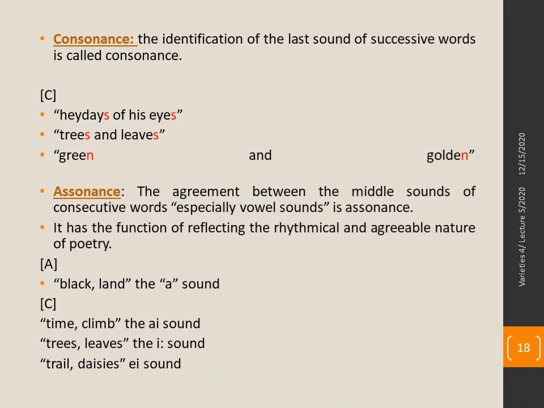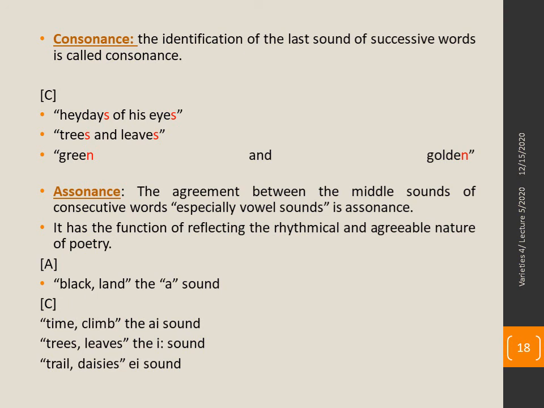Consonance is the identification of the last sound of successive words. So for example, in "heydays of his eyes," the sound Z ends these two words, and they make the language really rhythmical. Heydays of his eyes, trees and leaves, green and golden.